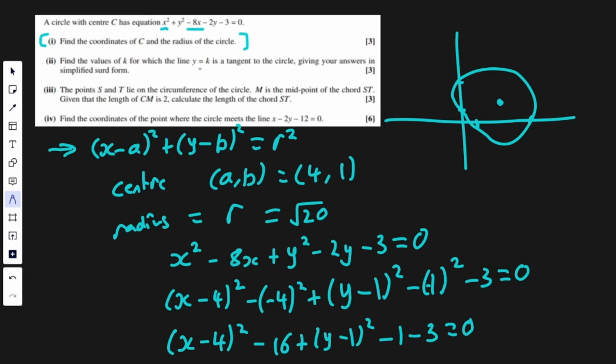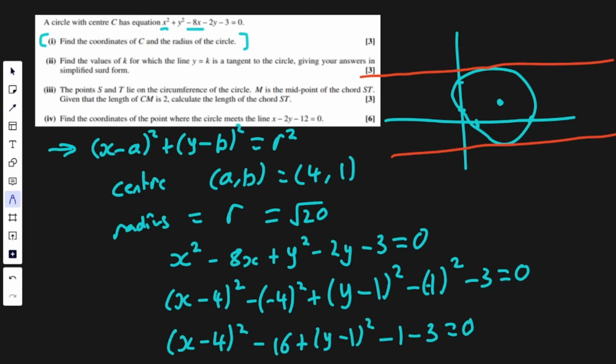Now, we're talking about the line y equals k being a tangent. A tangent touches our curve once. In this case, our curve is a circle. So our tangent, y equals k, is going to either be this, or it's going to be this. Where I'll say that this is y equals k1, this is y equals k2.